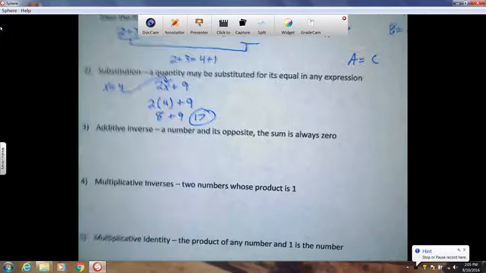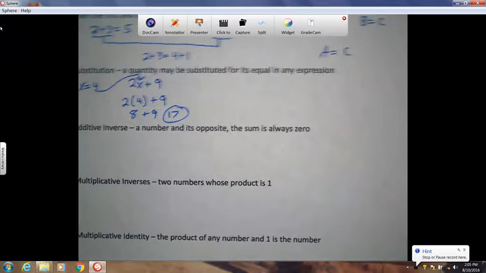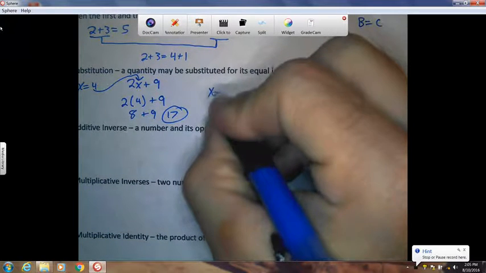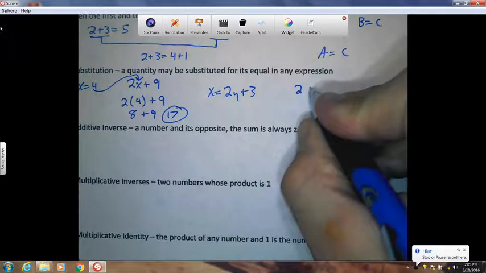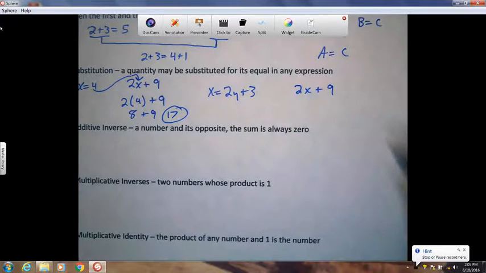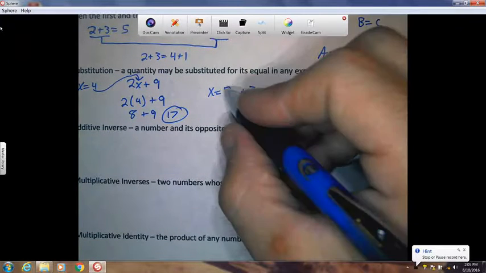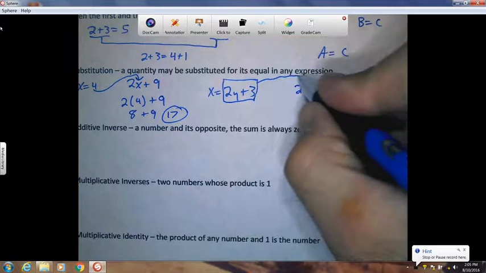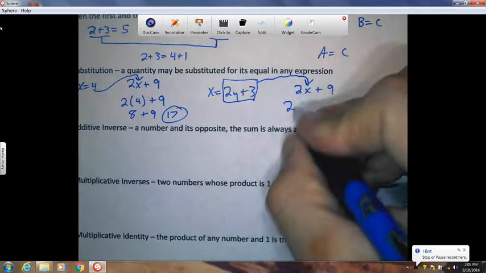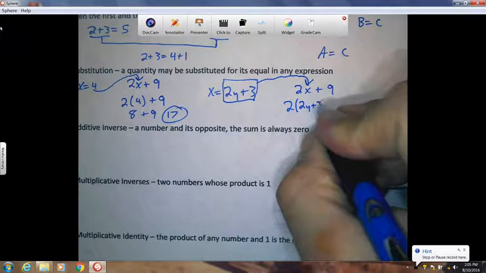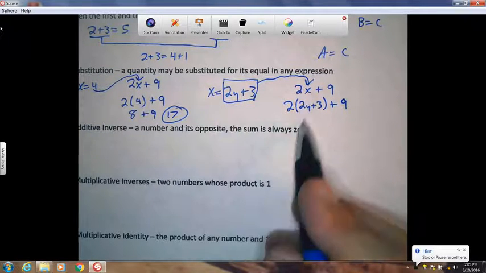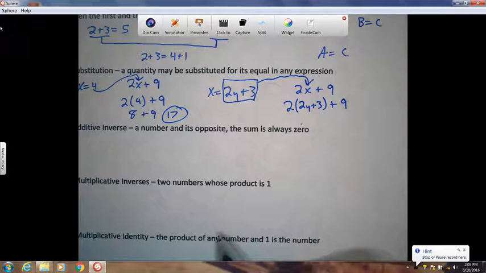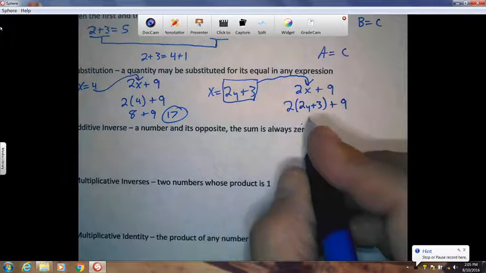It could also work if it's a little more complicated. Let's say x is equal to 2y plus 3. So if I have 2x plus 9, I can still put what x equals into the equation for x. The only thing that changed is I took x and I put what it equals, which is that.